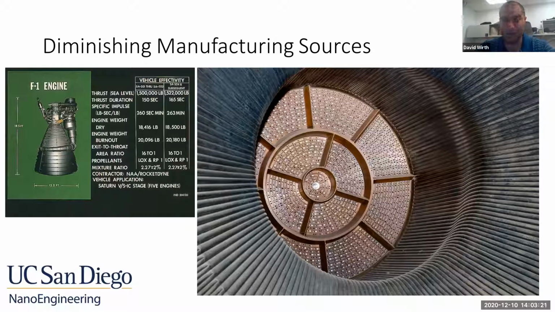Because they were all machined by hand, there were little differences in each one of these injector plates. I don't know if any of you have seen the movie Apollo 13, but right at the beginning of the movie, they say one of the engines cut out, the center engine cut out. That was because this injector plate was just slightly different than it was supposed to be. It caused a combustion instability, and the computer shut the engine down, right?